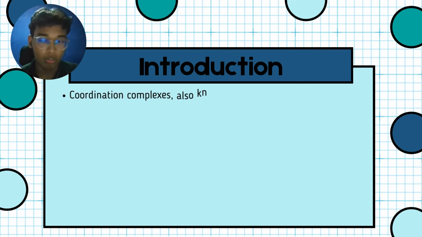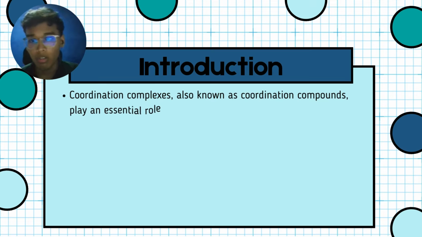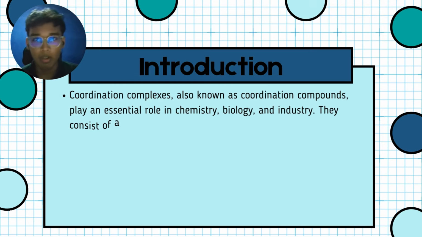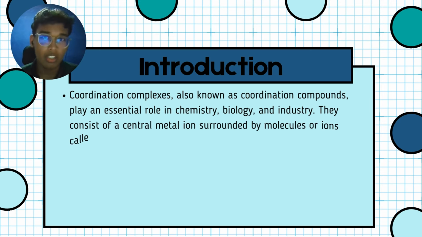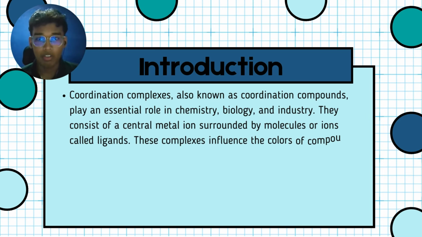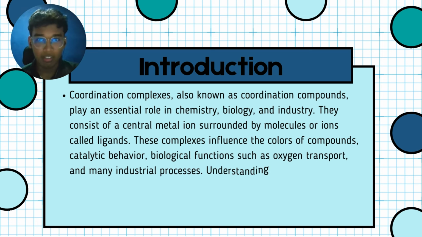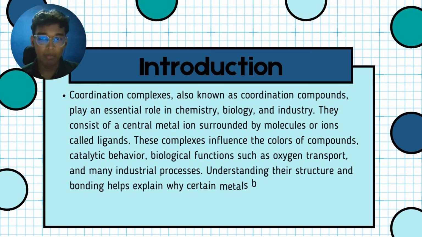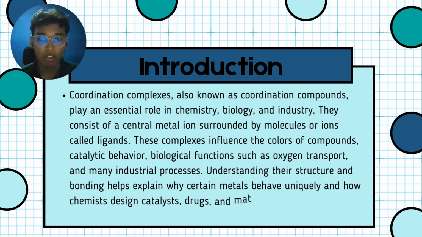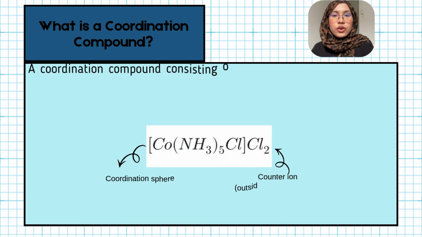So first of all, I want to explain what is the coordination complex. The coordination complex, also known as a coordination compound, plays an essential role in chemistry, biology, and industry. They consist of a central metal ion that is surrounded by molecules or ions that are called ligands. These complexes influence the color of compounds, catalytic behavior, biological functions such as oxygen transport, and many industrial processes. By understanding their structure and bonding, it helps explain why certain metals behave uniquely and how chemists design catalysts, drugs, and materials.